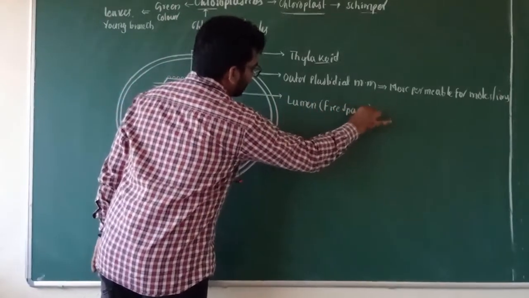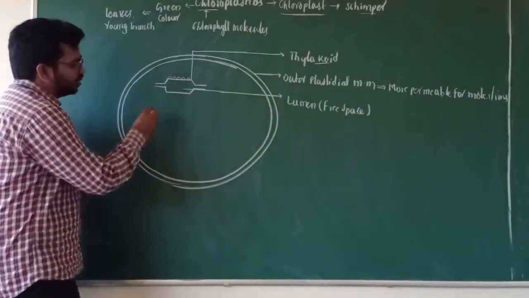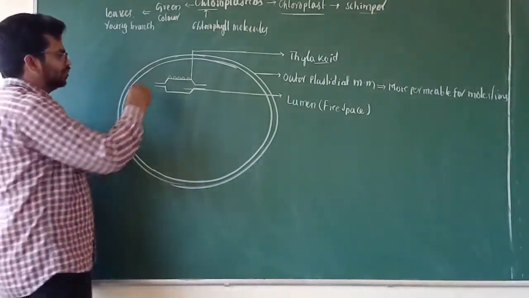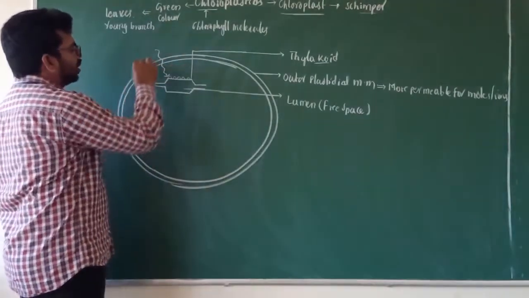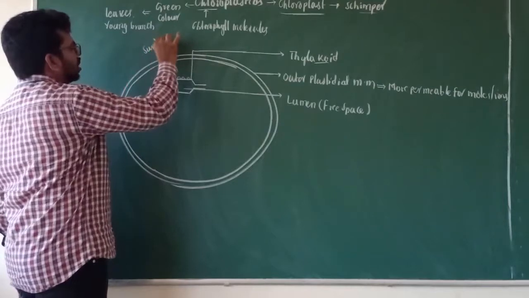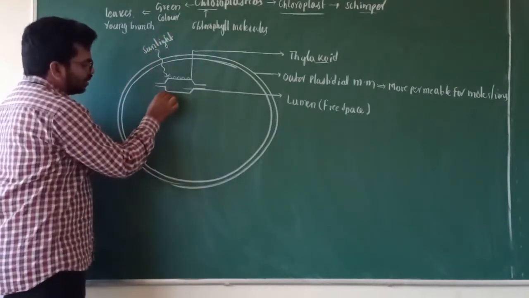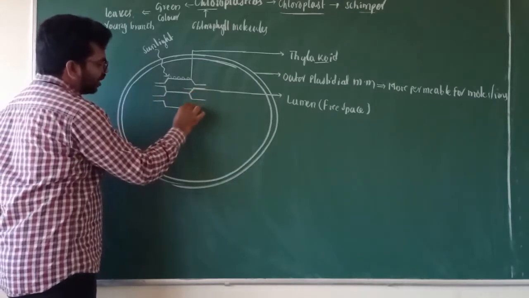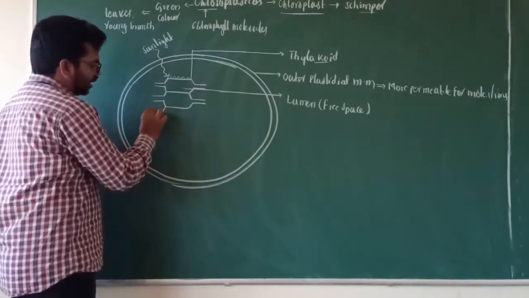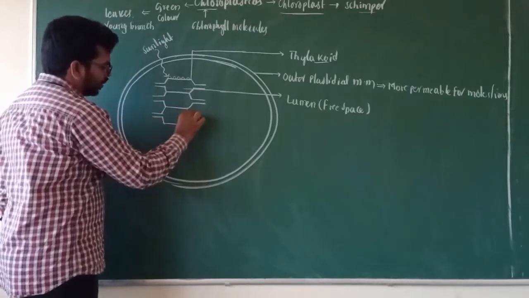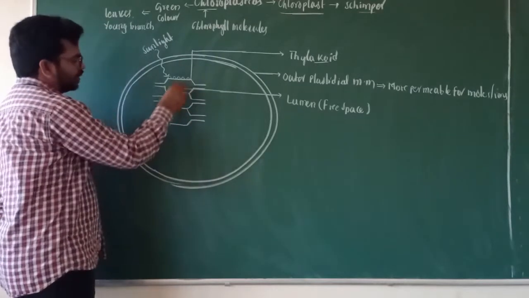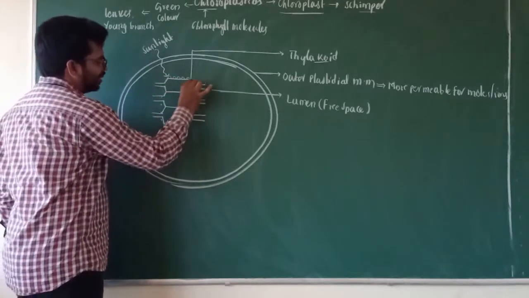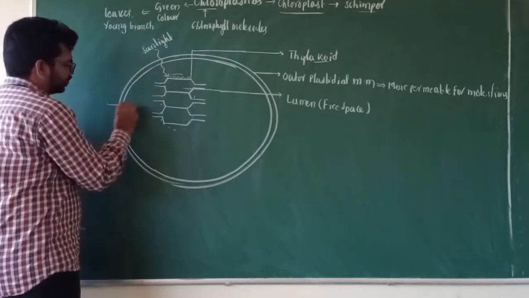Lumen is the free space present inside thylakoids, and the thylakoids are the fundamental units of chloroplast. They can do photosynthesis by trapping what, children? Sunlight. Understanding? These thylakoids are joined with each other and form a bundle of thylakoids. What do we call it, children? Grana. Let me take an example. This is the grana.